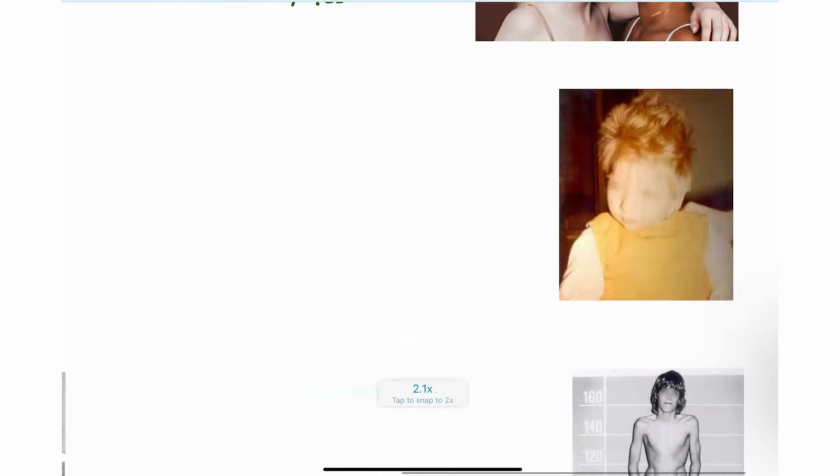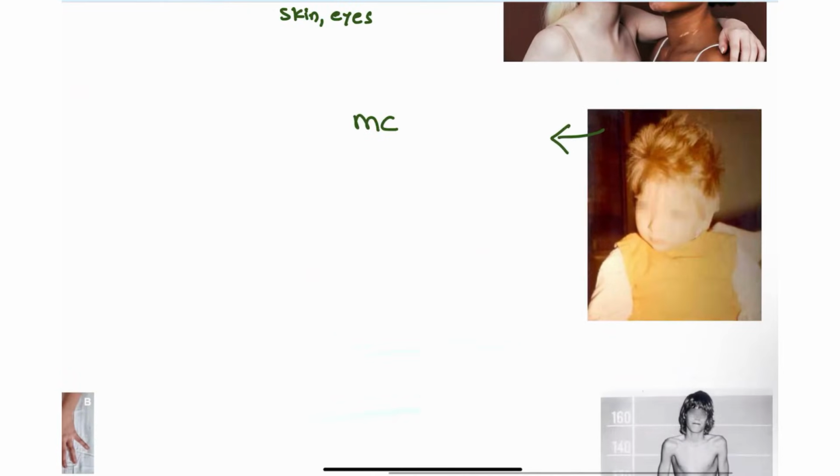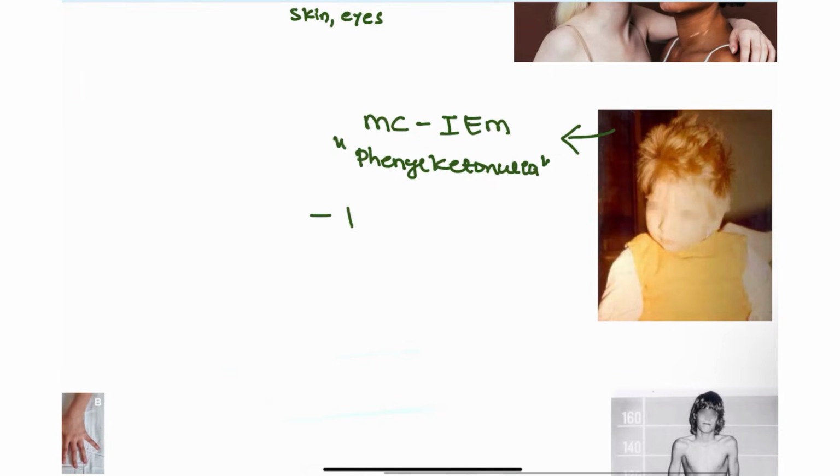Next, imagine this condition is the most common. The clue is that this is the most common worldwide inborn error of metabolism. This condition is known as phenylketonuria. What is the enzyme that is deficient, guys? Phenylalanine hydroxylase. This is deficient in this patient.